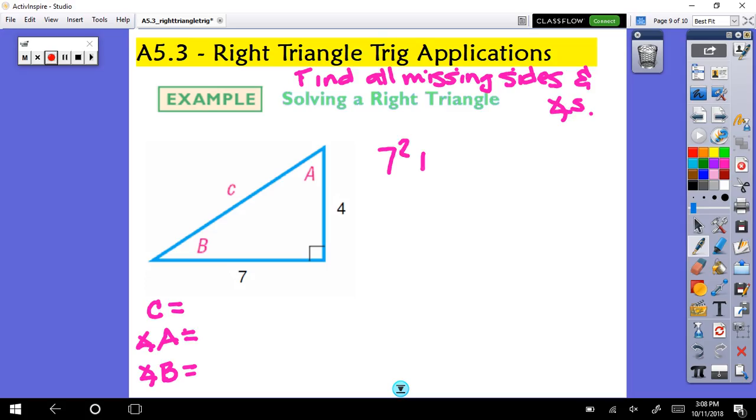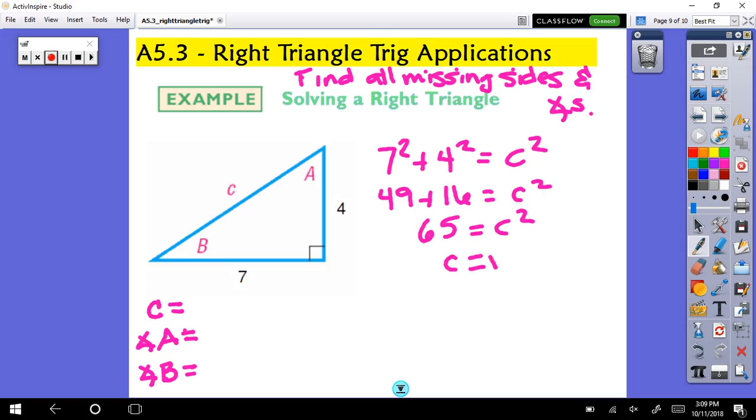So 7 squared plus 4 squared equals c squared. So we have 49 plus 16 equals c squared. So 65 is c squared, so c is the square root of 65. You can add that into your list, square root of 65.